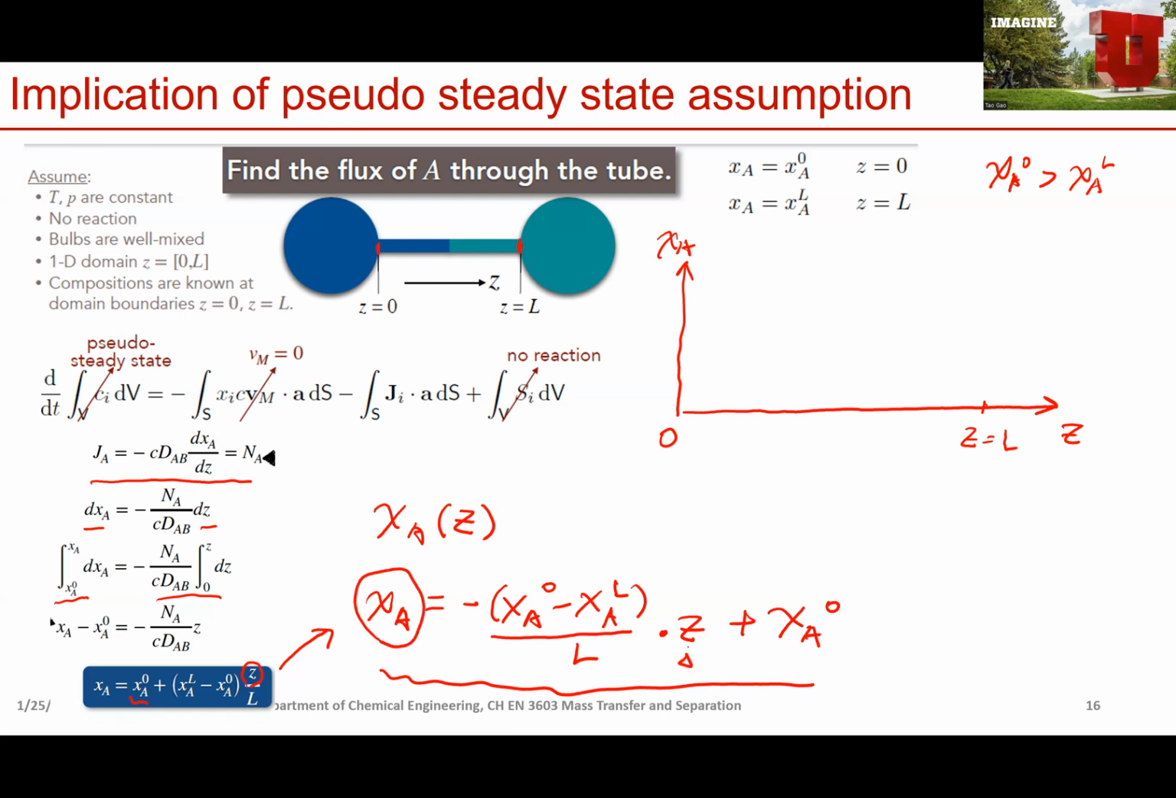This is the coordinate, and from the functional form of this solution, we know XA is linearly dependent on Z, right? Then this is going to be the slope of this line, and this is going to be the intercept. So that's how we can draw this. Basically, you have XA0 here, and you have XAL here. And since it's a straight line, we can just draw a line here.